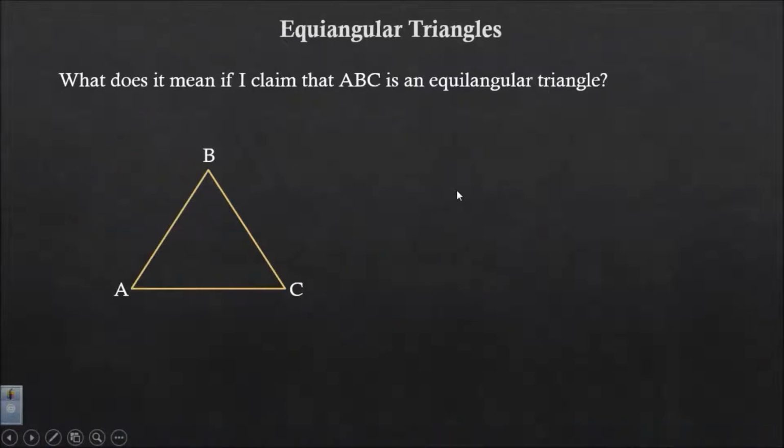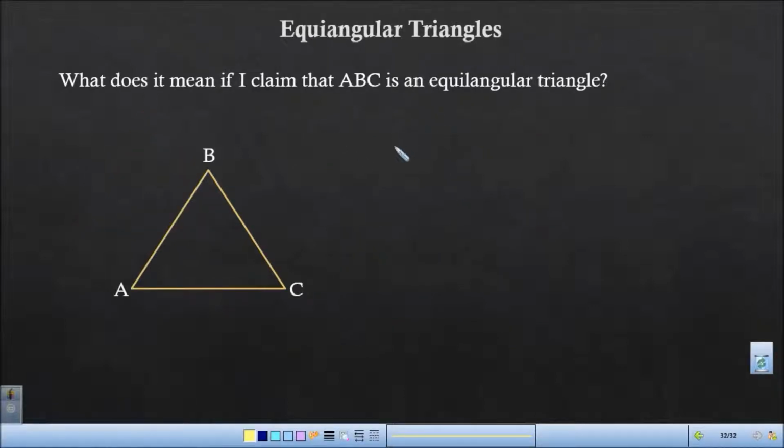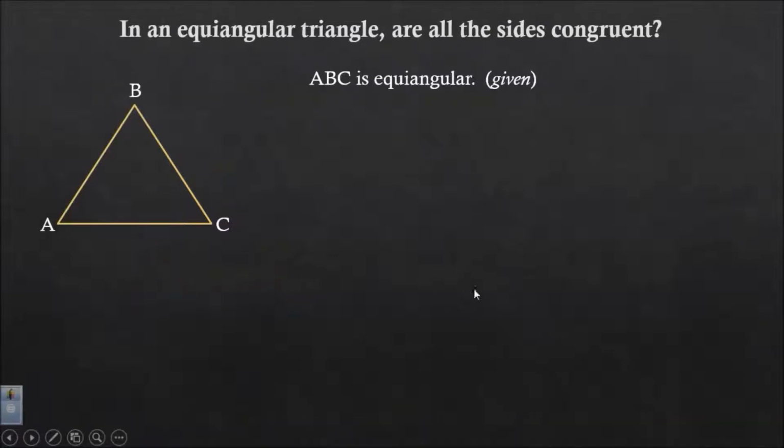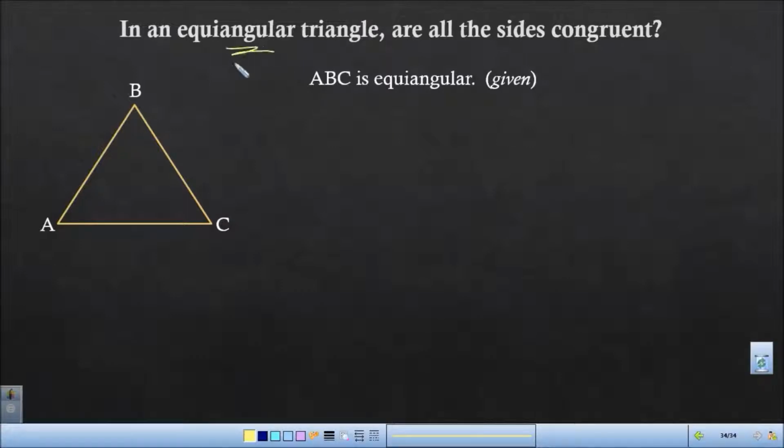So, what if I say that ABC is equiangular? What does that mean? Of course, it means that A, B, and C are all the same measurement. So all the angles are equal. Angle A is congruent to angle B is congruent to angle C. All right? So that's what it means. Does that mean that the sides are congruent? So if it's equiangular, does that mean that the sides are congruent?